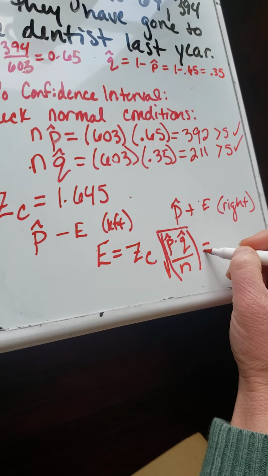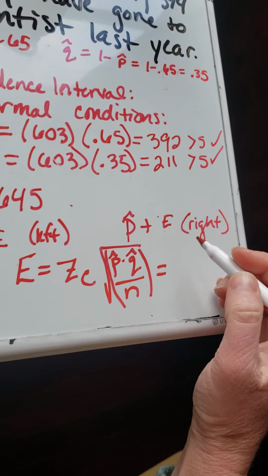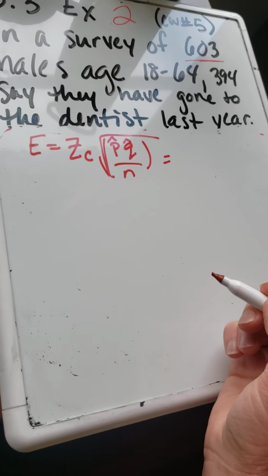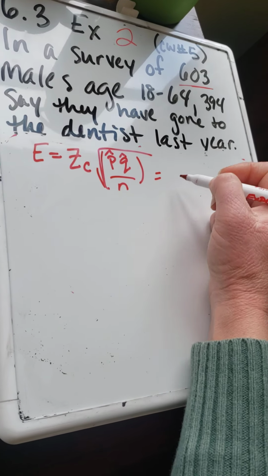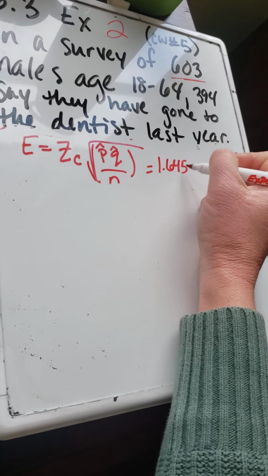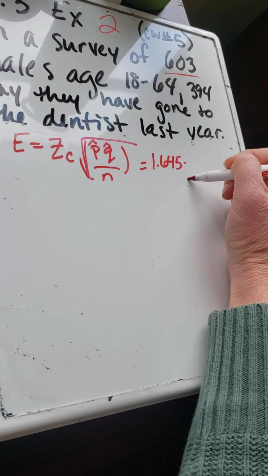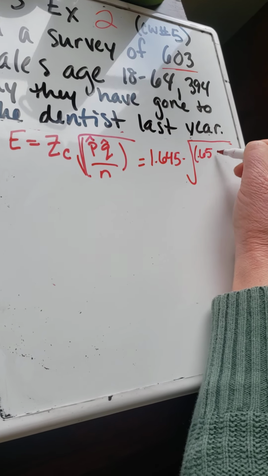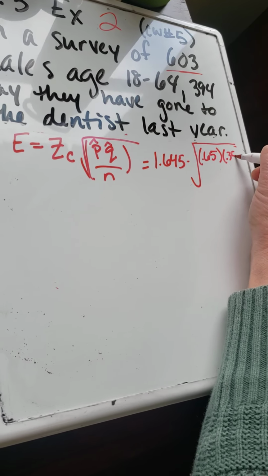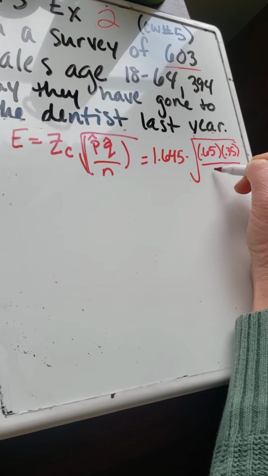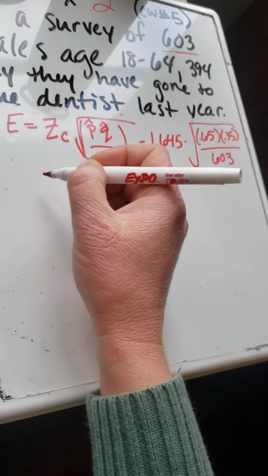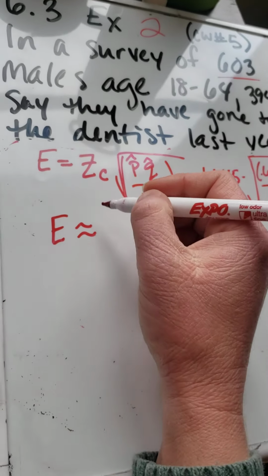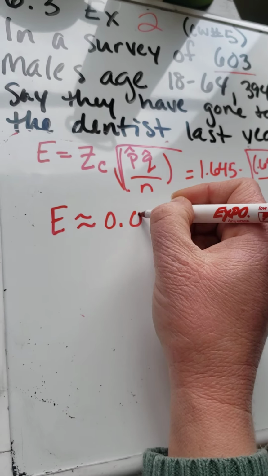Okay, so in this case, that is 1.645 times the square root of p hat was 0.65, q hat was 0.35, and n is 603. So E is going to be approximately 0.03.